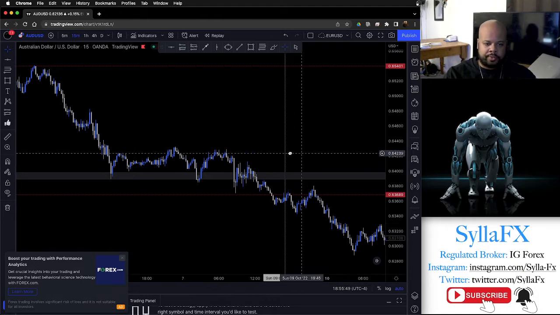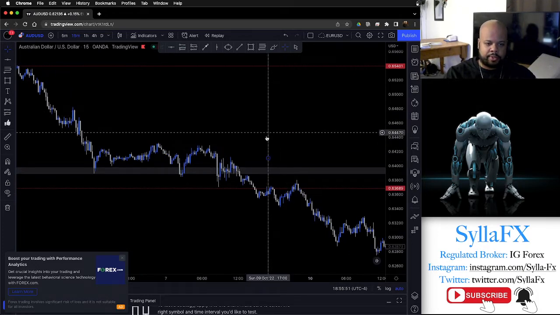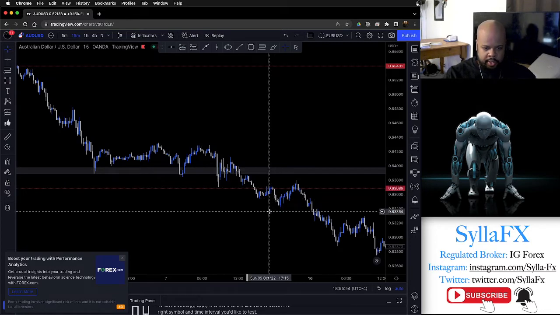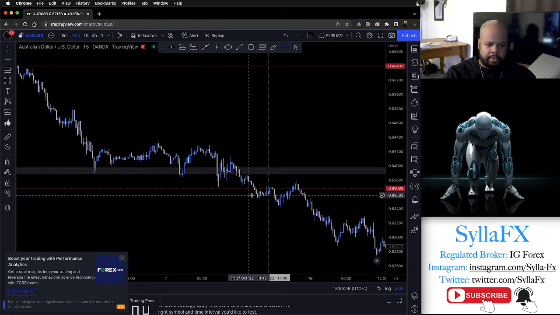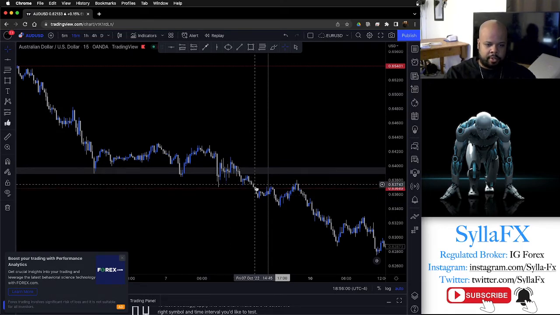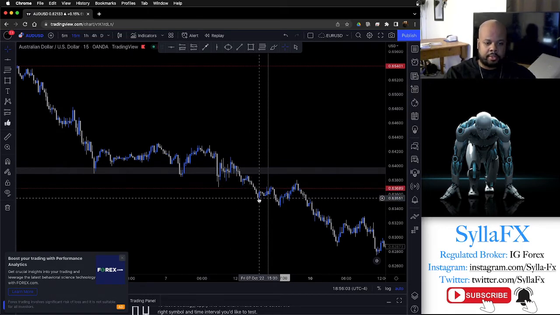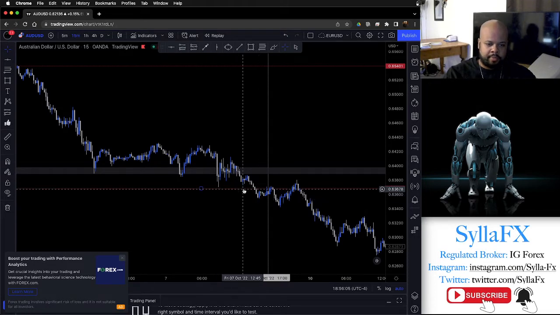So let's jump right into it here. It is after October the 9th here. Market opens. Let's see what we got going on and what we could potentially trade. From what we can see here, before the market opened, price did drop below the support level here and became a resistance.